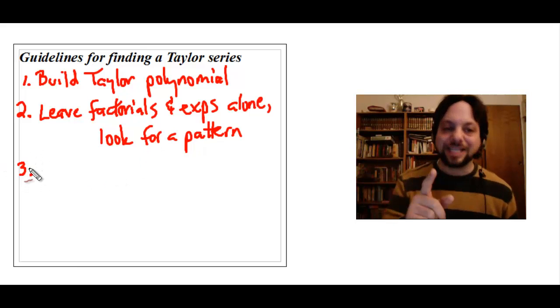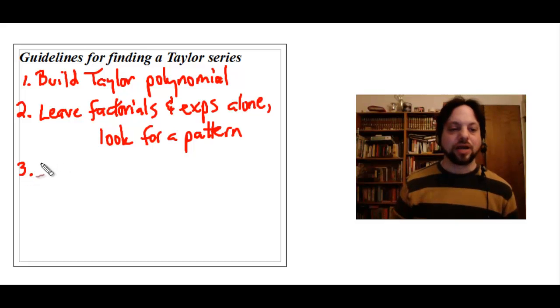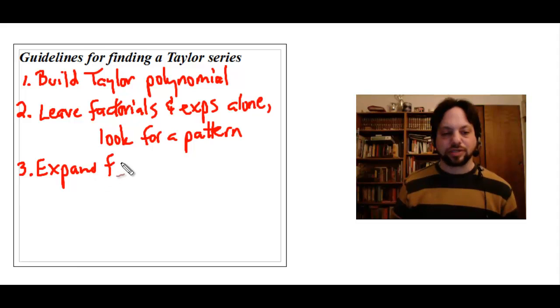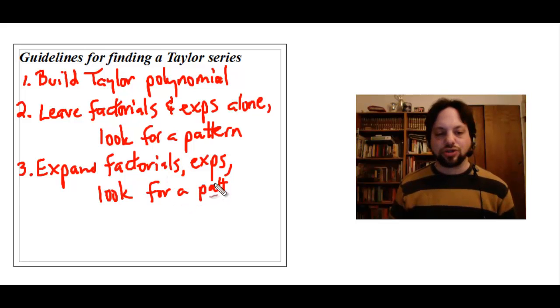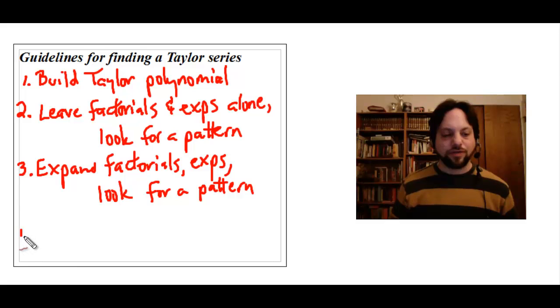If you do not see a pattern, then go ahead and expand the factorials and the exponents. This might take a little bit of work, but you'll see that sometimes you need to do it and sometimes you don't. So if we expand the factorials and exponents and now look for a pattern, between step 2 or step 3, you should find your pattern. And once you find your pattern, then you can go ahead and build your series as such.